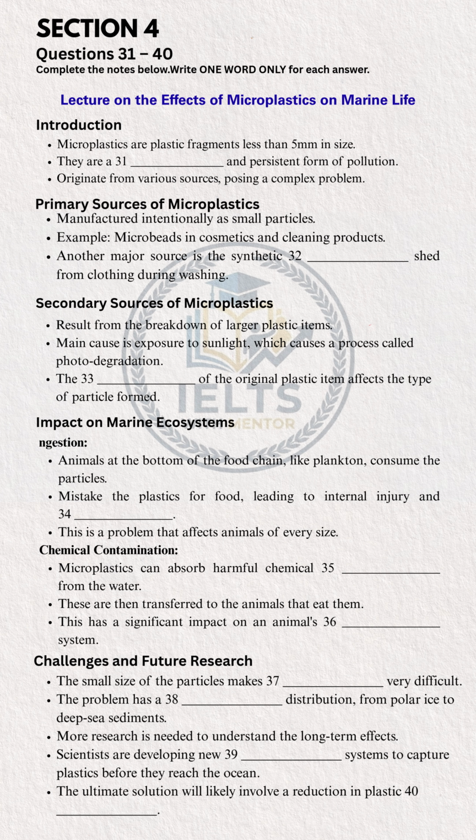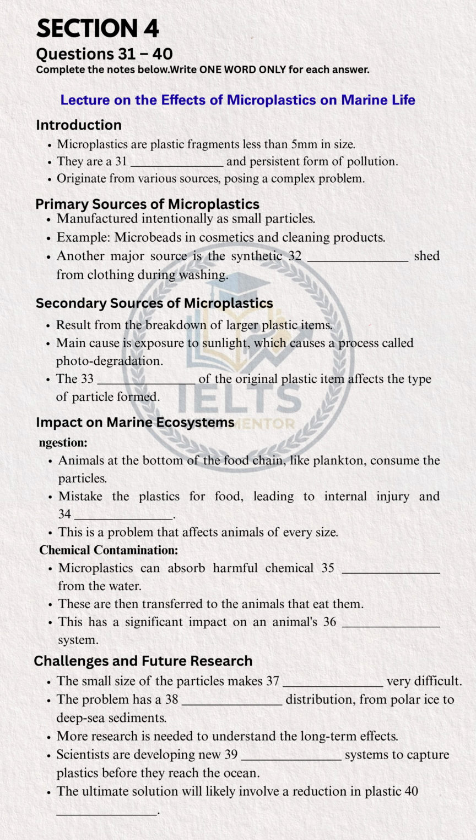However, another major and often overlooked source of primary microplastics comes from our clothing. Synthetic fibers such as polyester and nylon are shed from our garments every time we wash them, entering the wastewater system. Secondary microplastics, on the other hand, result from the breakdown of larger plastic items. Think of plastic bottles, bags, and fishing nets.